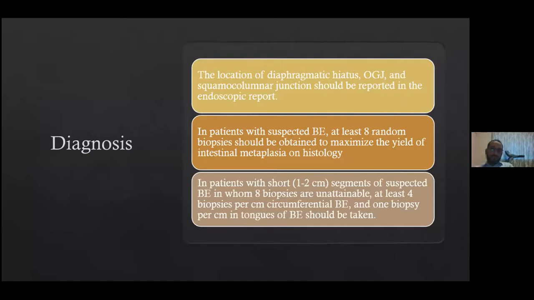In a few cases, if the patient has a short 1 or 2 centimeter segment of suspected Barrett esophagus and 8 biopsies are unattainable, at least 4 biopsies per centimeter of circumferential Barrett esophagus and 1 biopsy per centimeter in tongues of Barrett esophagus should be taken.